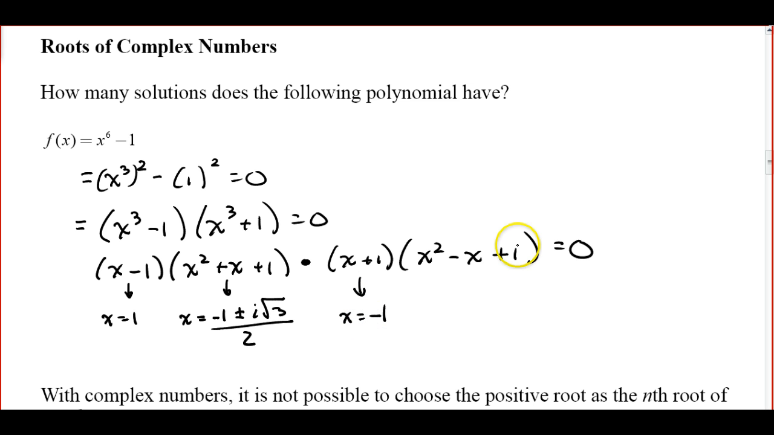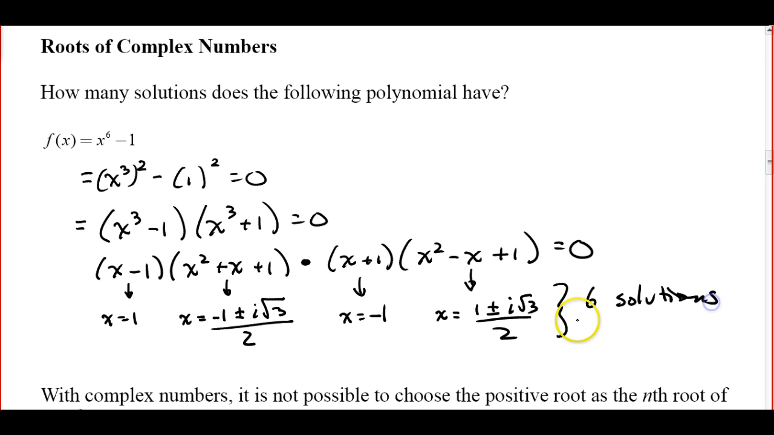So we're just using the zero product property. Since we have four things multiplied together to equal 0, the only way to get 0 from a product is to have one of them be 0. And then solve this again using the quadratic formula, and you get x is equal to 1 plus or minus i root 3 over 2. And again, if you want to work those out using the quadratic formula, go ahead and do that. And you see that we get 6 solutions. Okay? Some of these are imaginary, but we do end up getting 6 solutions.